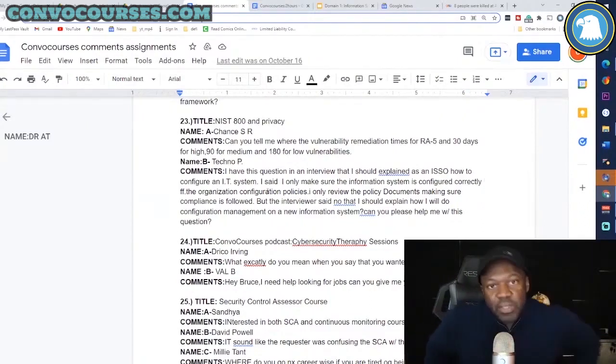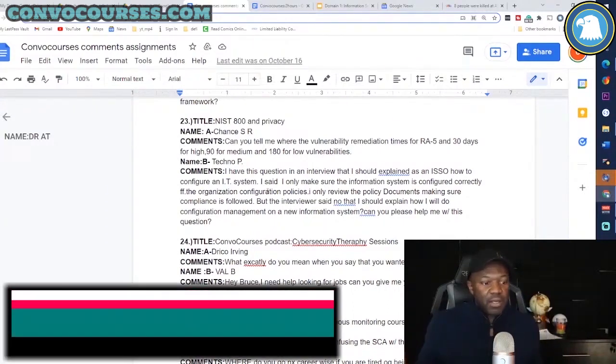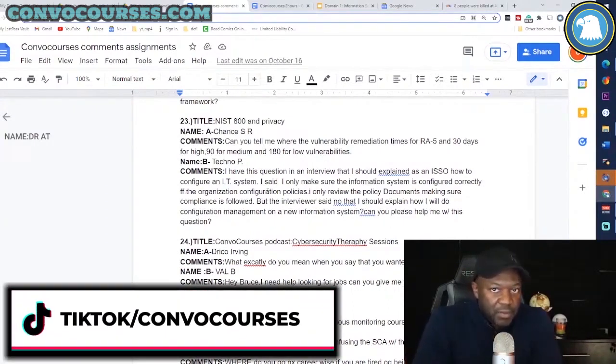So here's the thing. The reason why you can't have a cookie cutter response to this is because every organization has a different impact level for their information. Some systems are so important that if a vulnerability was to take one out, people's lives are in danger, right? So for those systems, it's not going to be 30 days for a high. It's going to be 7.